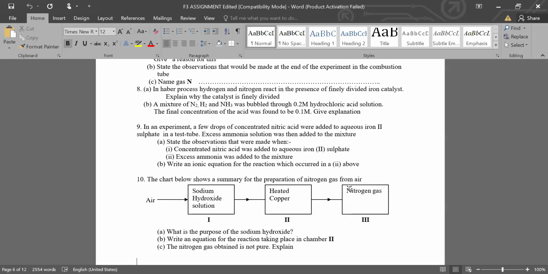We can move to question number 10. Question number 10 is clear to us. It is a chart that is showing the summary in the preparation of nitrogen gas from air.